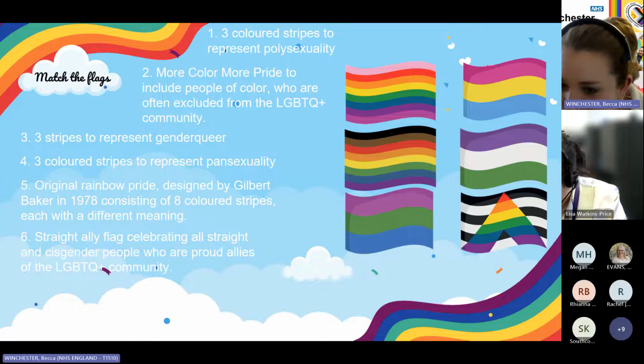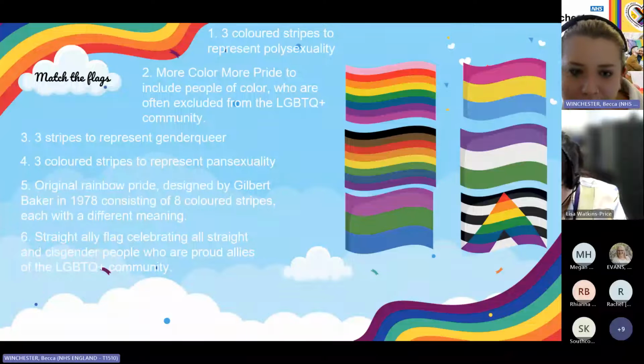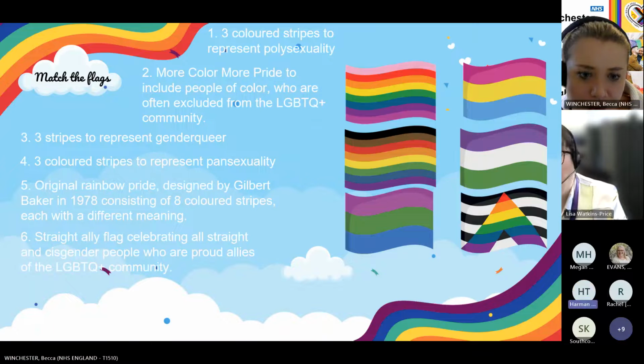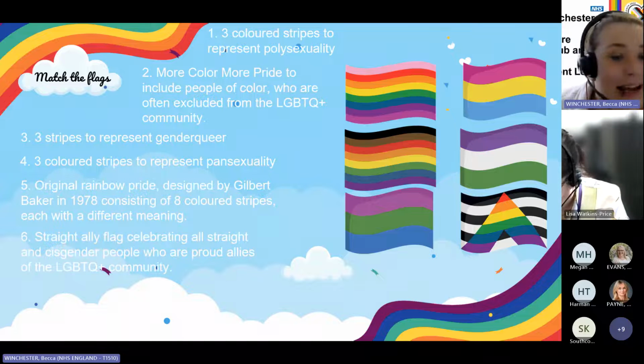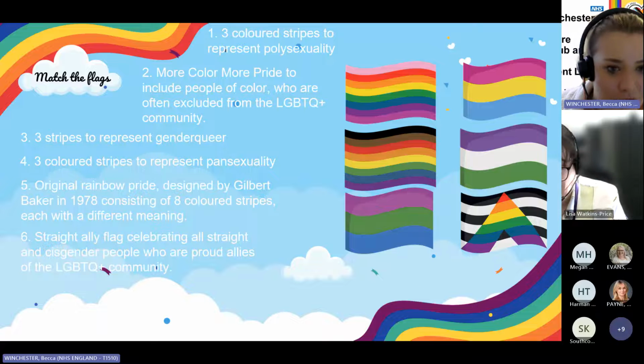Are you following along? Oh, sorry, no, I'm not, Becca. We can't see your cursor, so you may want to describe the flag that you're talking about. Okay, fine. That makes more sense then. So that was number 3, and we're looking at flag 4, so purple, white, and green stripe.